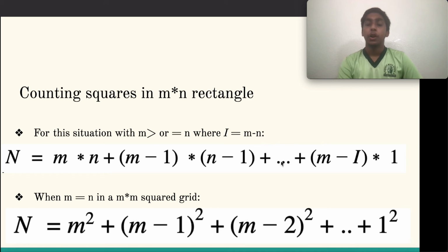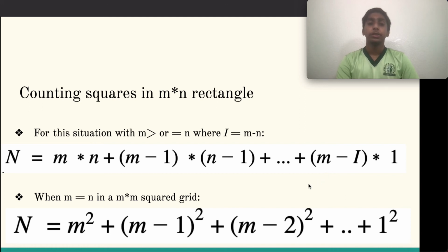So then we move on to m times n. We just keep going with this formula until we get to m minus I. So after (m minus 1) times (n minus 1), we get to (m minus 2) times (n minus 2), (m minus 3) times (n minus 3), and so on, until we get to our I value, n times 1. Now, if m is equal to n in an m times n square grid, our formula is m squared plus (m minus 1) squared plus (m minus 2) squared, and so on, till 1 squared. And again, we keep going until we get to this I value, m minus n.